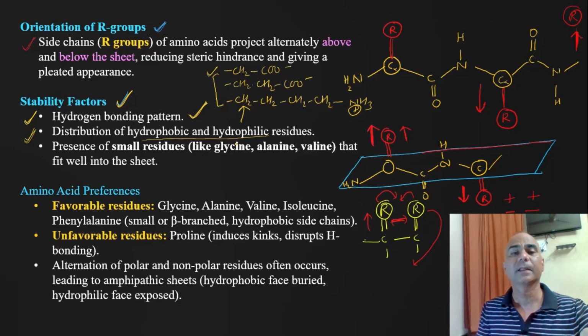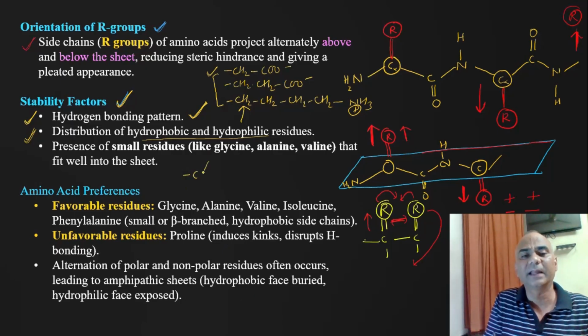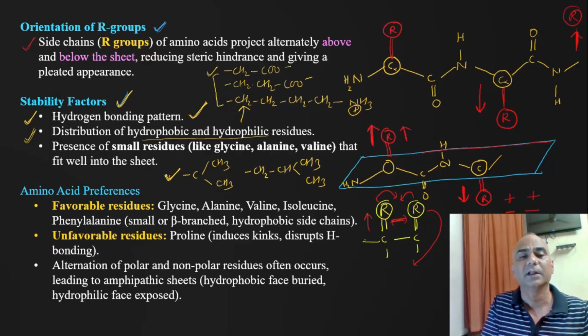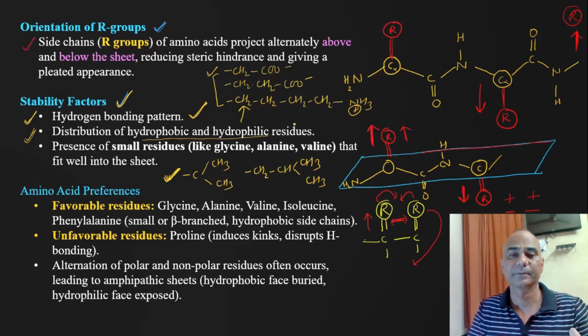And then the hydrophobic residues. What are the hydrophobic residues? Like valine, where the alkyl group is CH and CH3. Similarly, in leucine it is CH2, CH, and CH3, CH3. Such amino acids having long aliphatic chains behave as hydrophobic. So the distribution of hydrophilic and hydrophobic amino acids in a beta pleated sheet affects the stability of the beta pleated sheet.